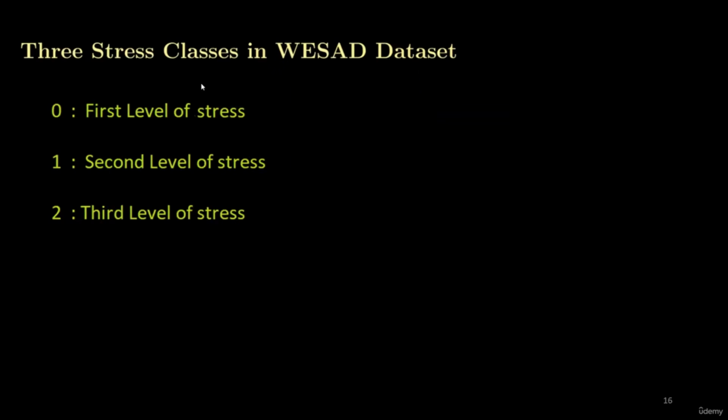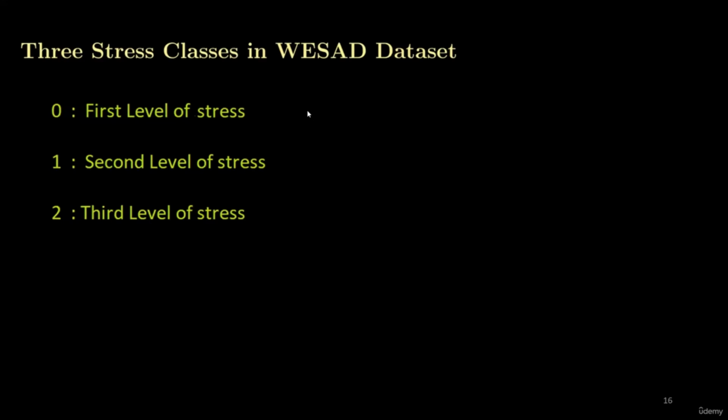So these are the three classes in a VSAT dataset. We have class 0, class 1, and class 2. Class 0 is considered the first level of stress, then the second level of stress and the third level of stress. For easy understanding, you can consider that the first level means no stress, the second level means medium stress, and the third level means high stress.